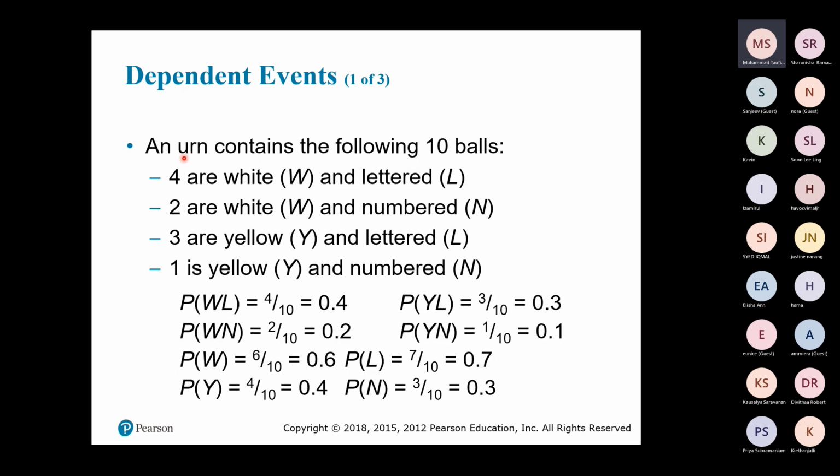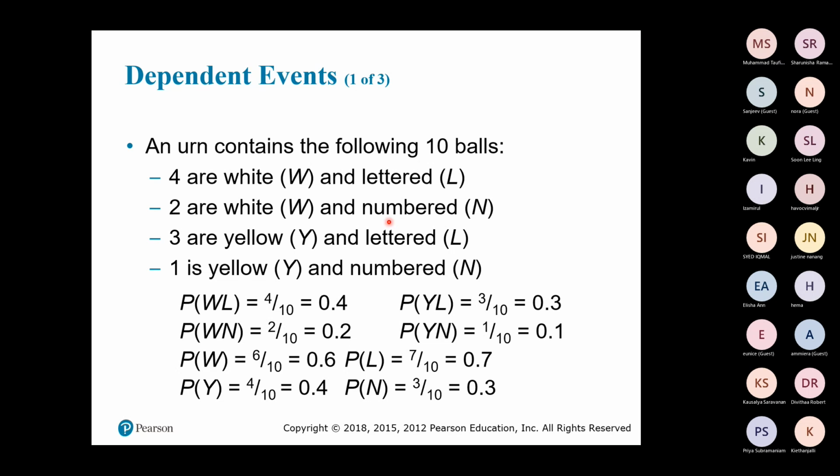Again, you have a bucket or urn. An urn contains 10 balls, and these are the composition. We have 4 white balls that are lettered, meaning the ball color is white and you put a letter on it, maybe A or B, whatever letter. Then you have 2 white balls with numbers, so you put a number on the white ball, 0 to 9, or maybe 100, any number.